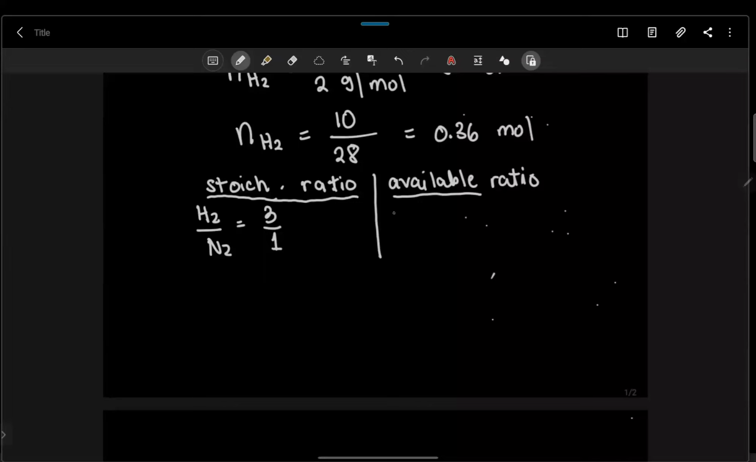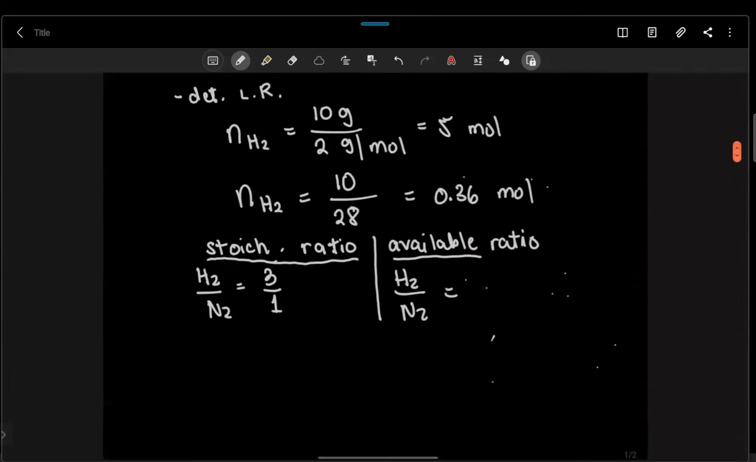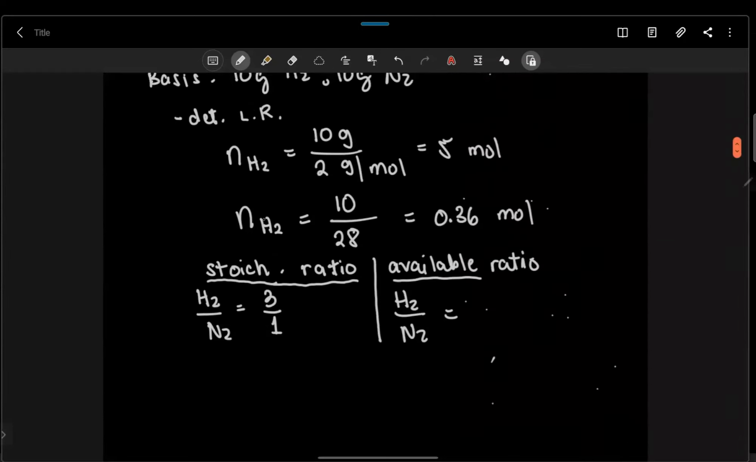So for hydrogen gas, again, we're after the ratio in moles. Okay, how many moles of hydrogen did we feed? That is what we calculated earlier. Okay, oops, sorry, I have a mistake here. This should be nitrogen gas. Just fix that. So for hydrogen, we fed 5 moles, right? But for nitrogen, we have an available amount of 0.36. Okay, so if you simplify this ratio, it will become what? 13.89:1.